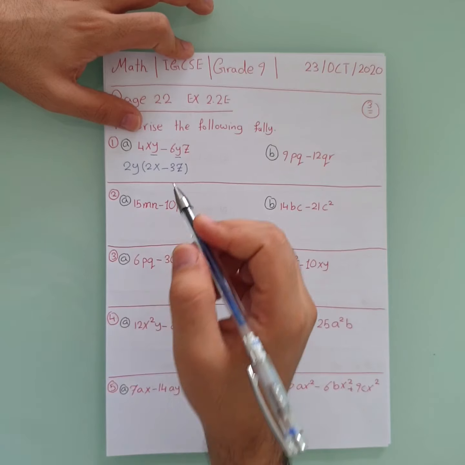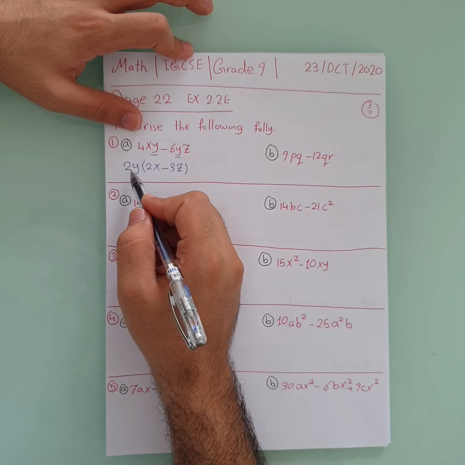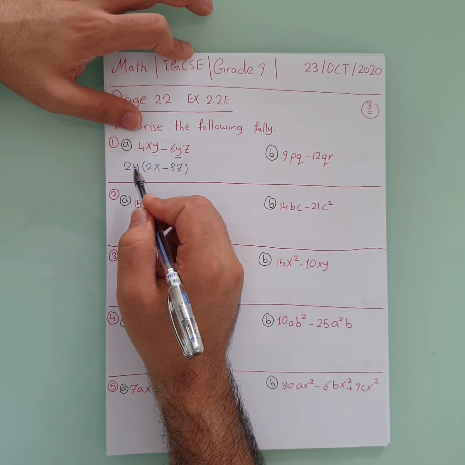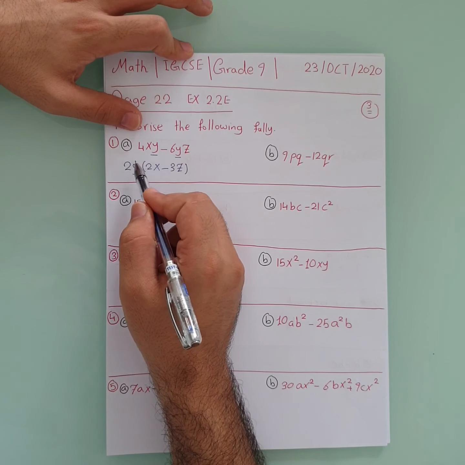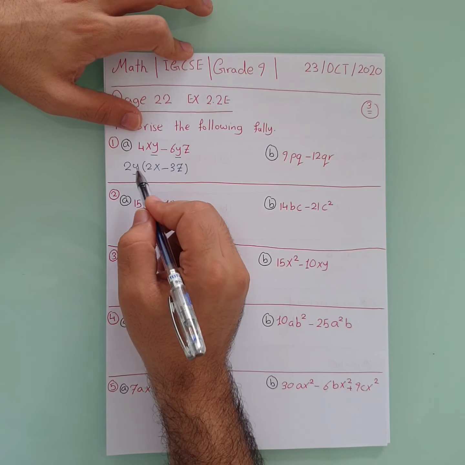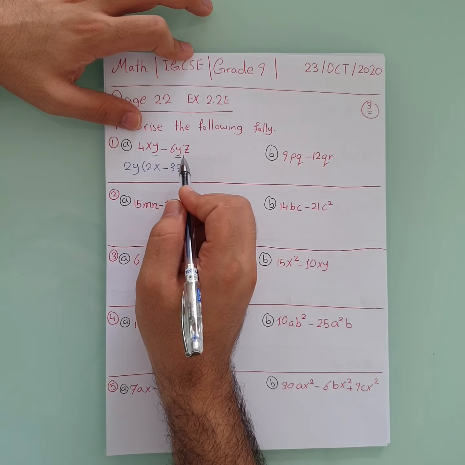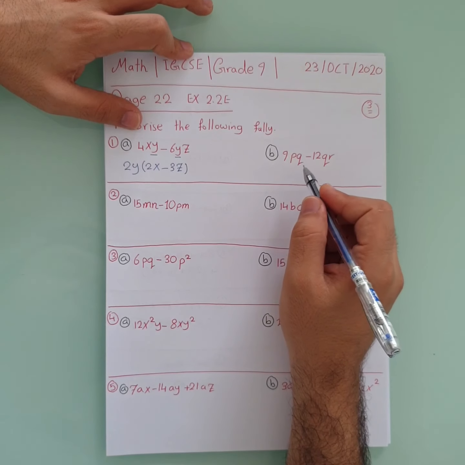Now if you want to check whether your answer is correct or not, multiply this one by this one and this one by this one, and you'll get the same answer over here. If you do so, 2y times 2x is 4xy, then yes, true. And then 2y times 3z is 6yz. Okay, let's go for the next question.